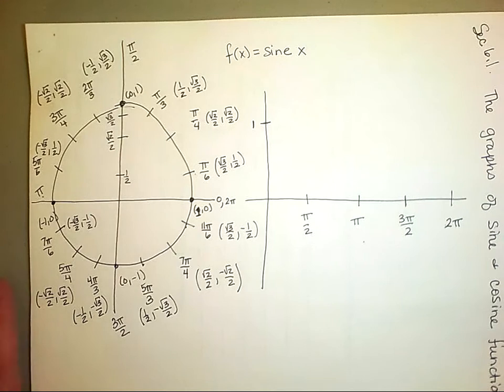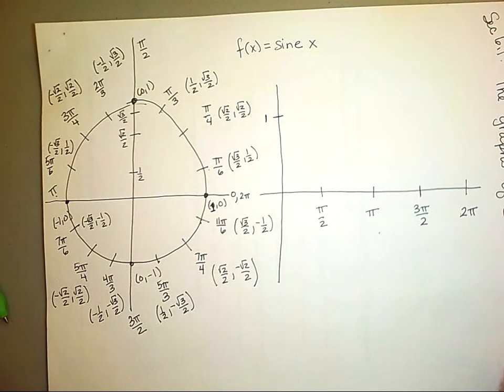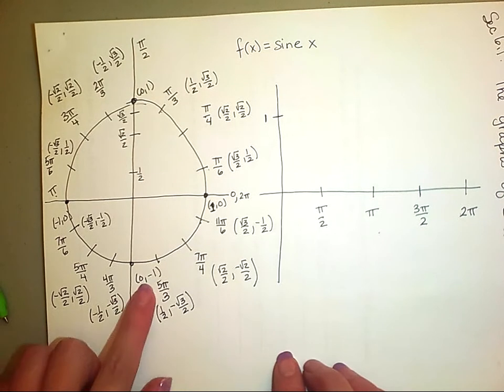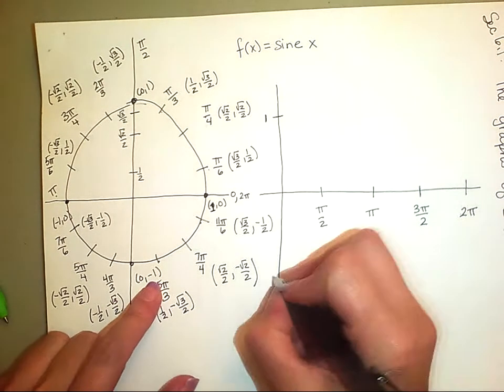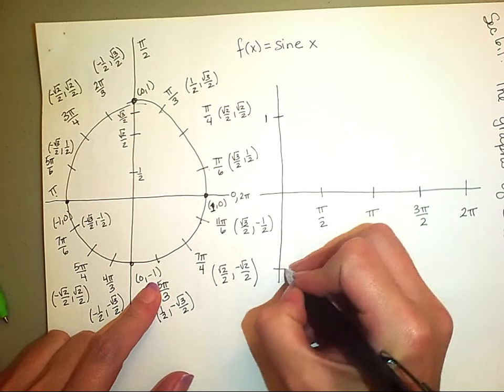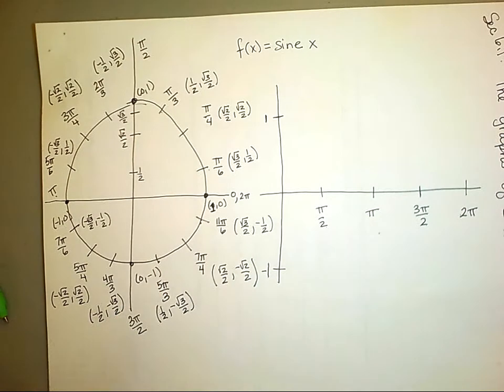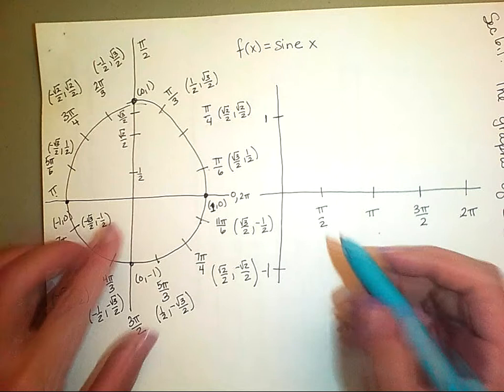Okay. So there we've just redone our unit circle. We need to do that until we can do it by heart. Okay. So the lowest value that the sine will ever take on is this negative 1. Okay, so I'll put that down here at negative 1.